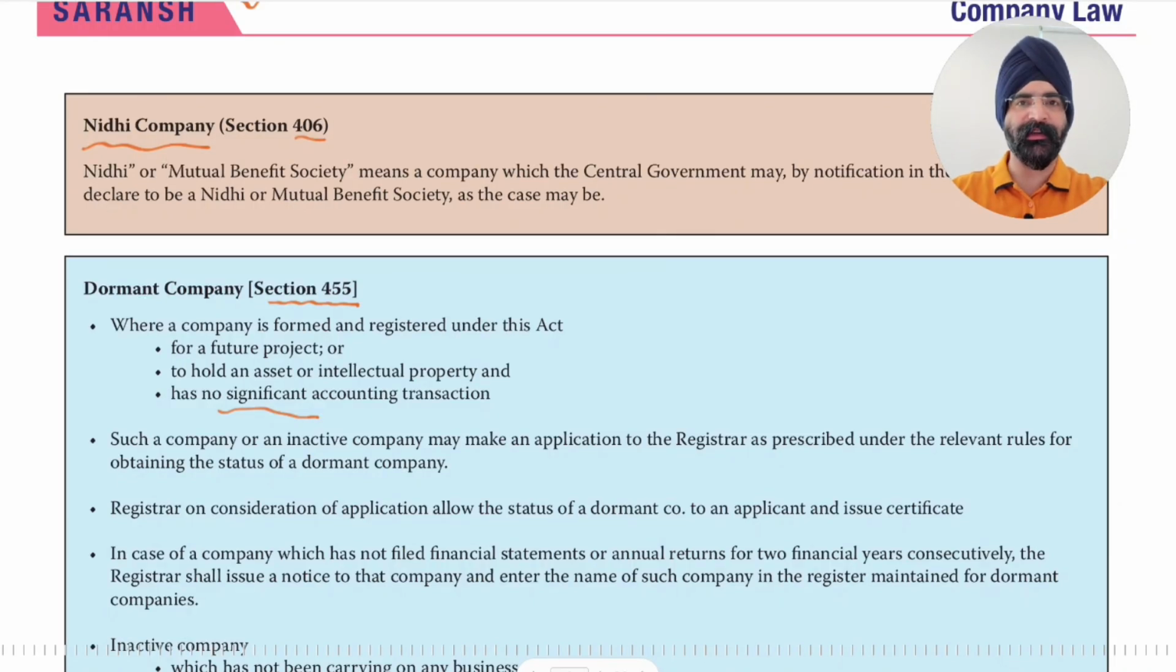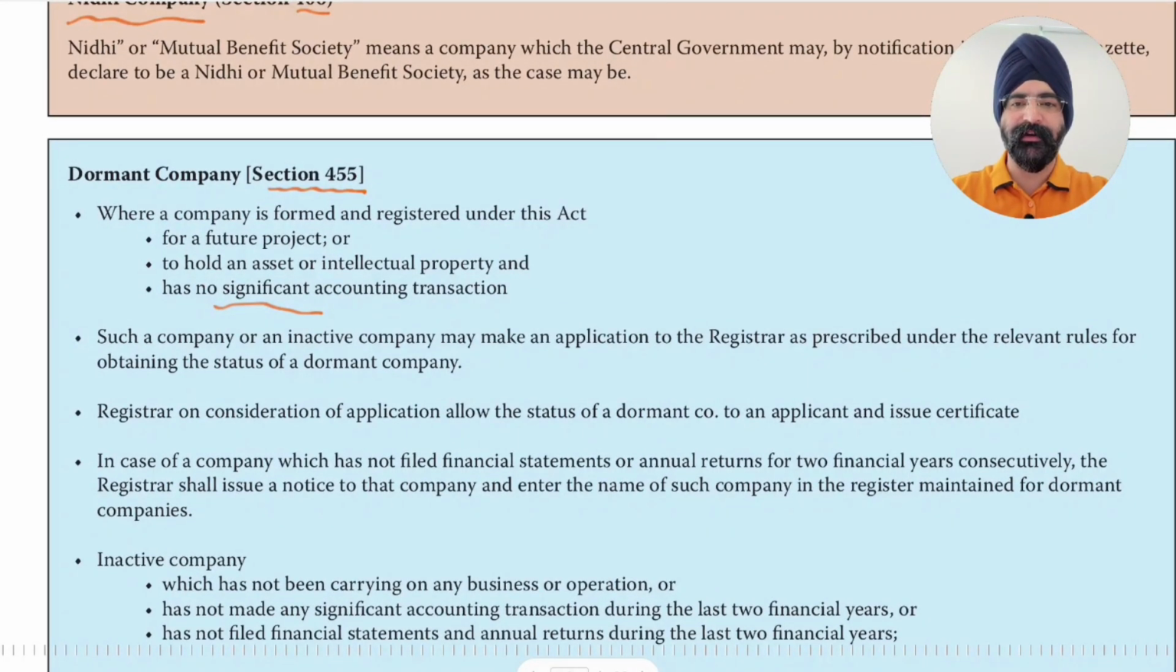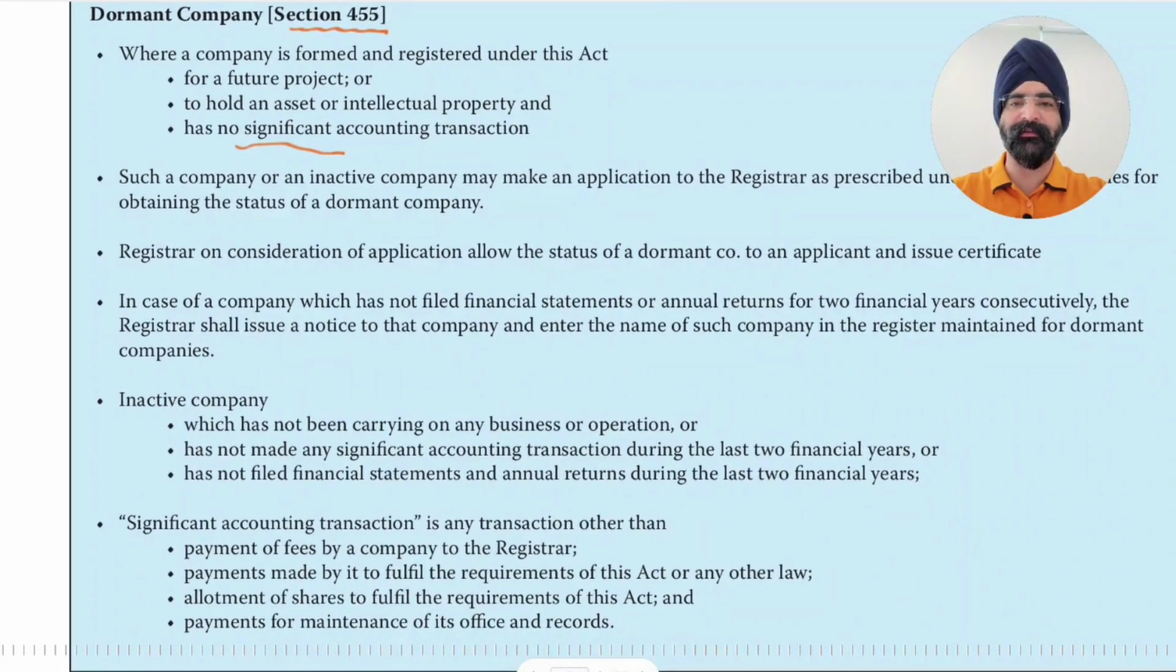Okay, it is for a future project, or it is to hold assets or intellectual property, and there is no significant accounting transaction. Such a company, or an inactive company, okay, we can call it an inactive company, may make an application to the registrar as prescribed under the relevant rules for obtaining the status of a dormant company, which means first it gets incorporated as a company and then we obtain dormant status from ROC. The registrar, on consideration of the application, allows the status of a dormant company to the applicant and issues a certificate. So a certificate is also issued.